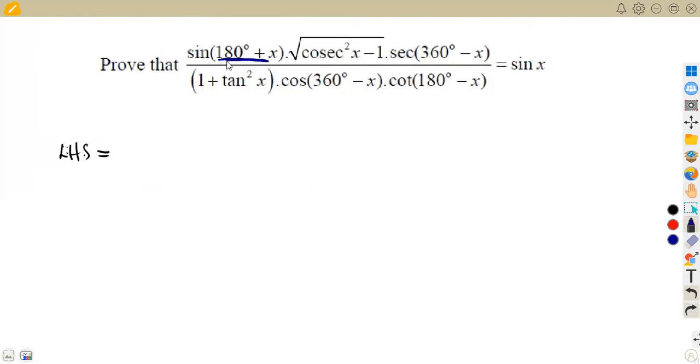180 plus x. Remember, 180 plus x is in the third quadrant. In the third quadrant, that's where we have got 180 plus x. And from our All Students Take Calculus, or the CAST concept, this one is for tan, meaning sine there is a negative. All right, so sine is going to be taken as a negative. So you're going to have negative sine x multiplied by the square root of cosec x squared minus 1.